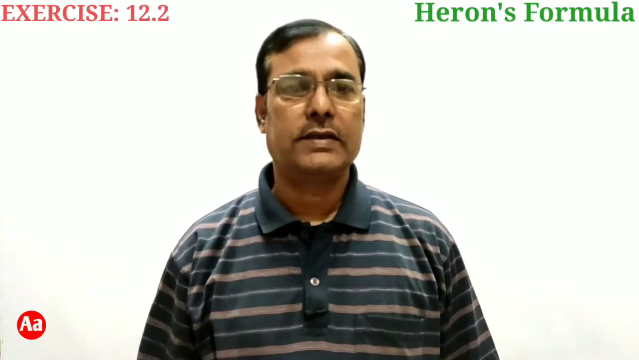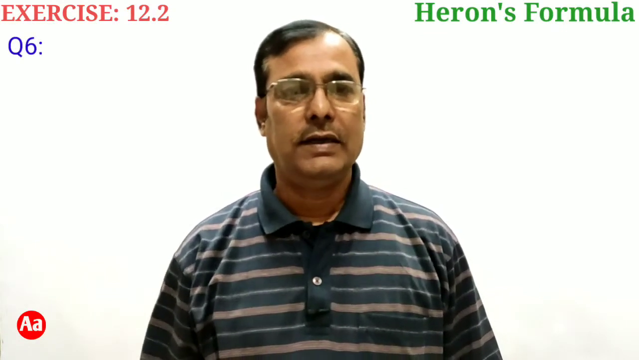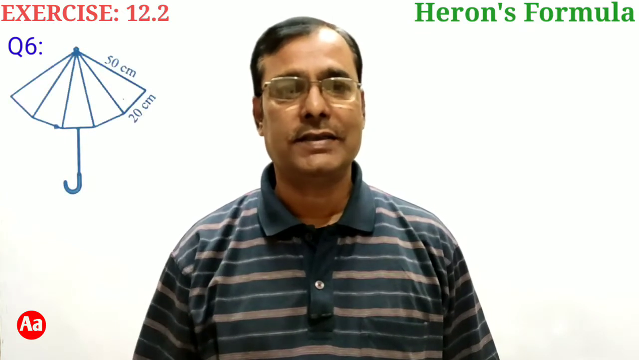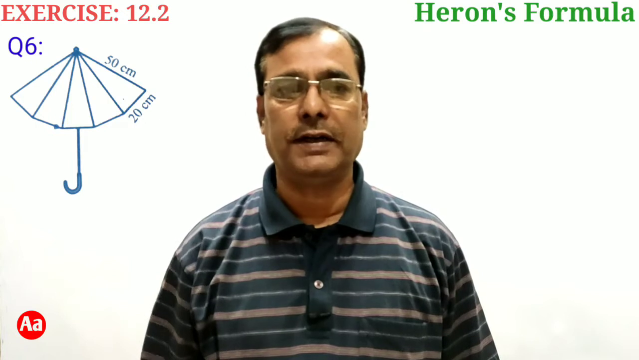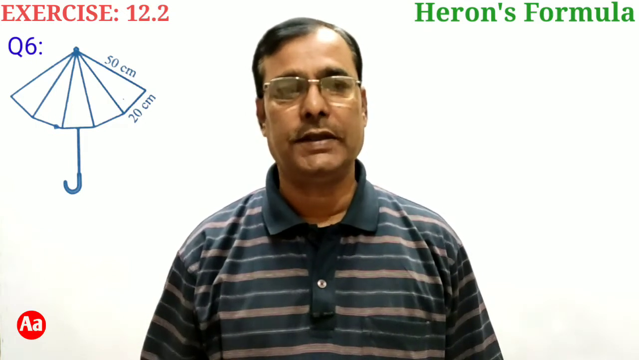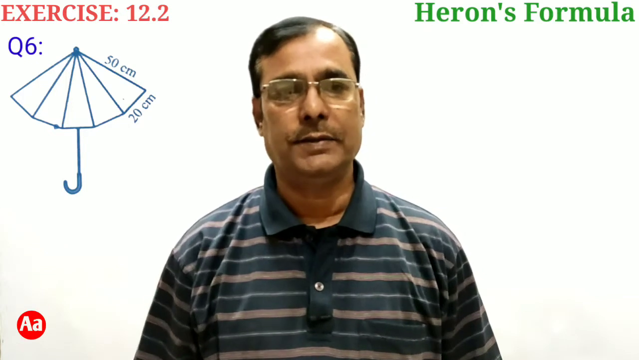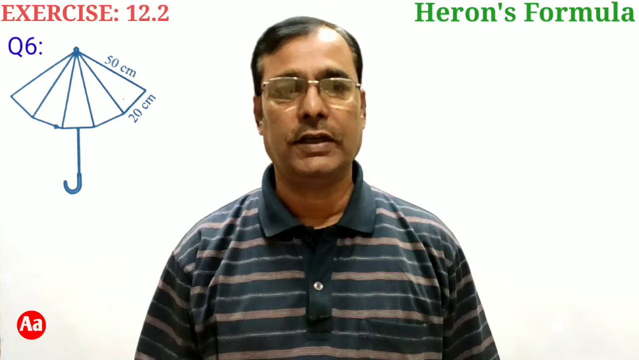Let's continue exercise 12.2 from question number 6. An umbrella is made by stitching 10 triangular pieces of cloth of two different colors, each piece measuring 20 cm, 50 cm and 50 cm. How much cloth of each color is required for the umbrella?